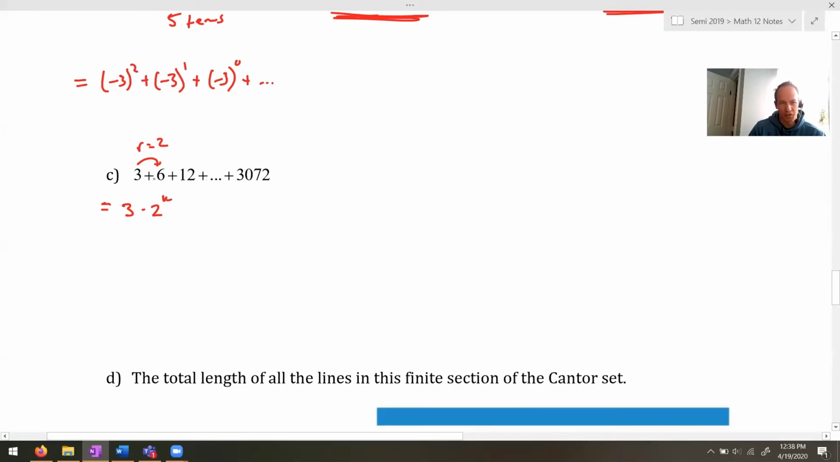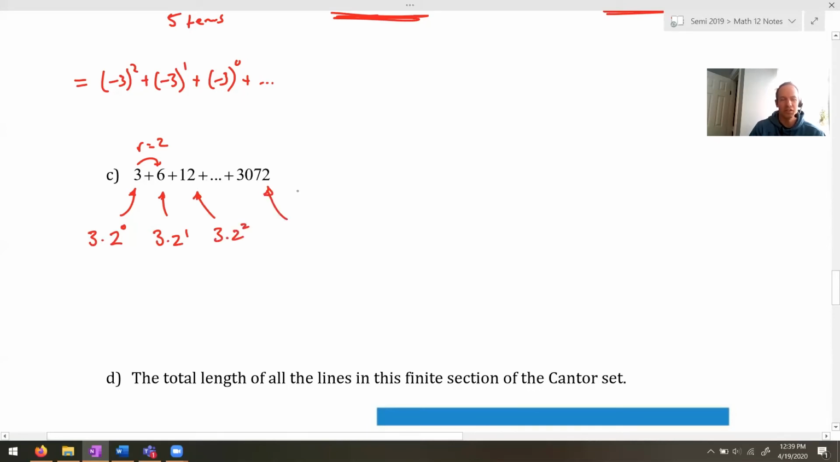The first term I can see is 3 times 2 to the power of 0, and the next one is 3 times 2 to the power of 1, and then we've got 3 times 2 to the power of 2.